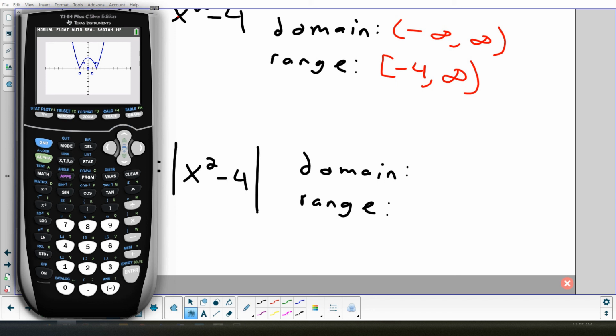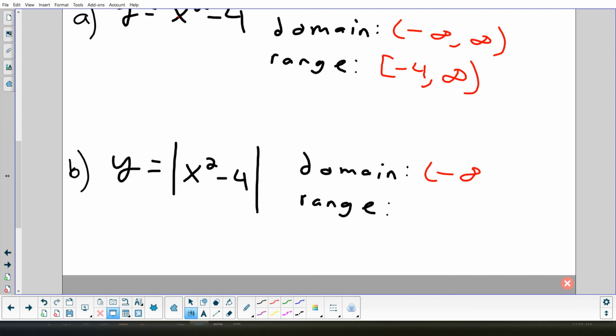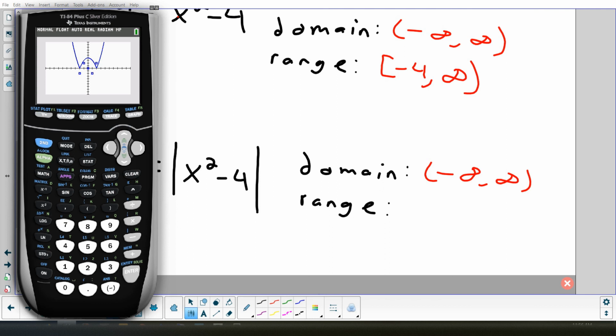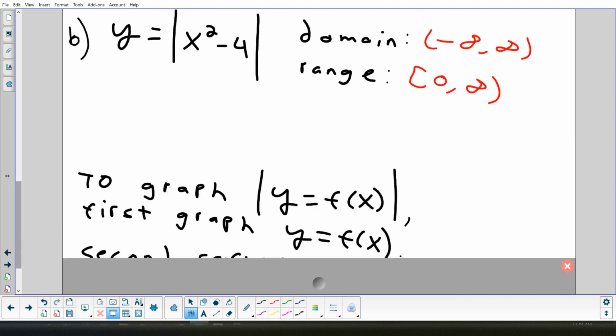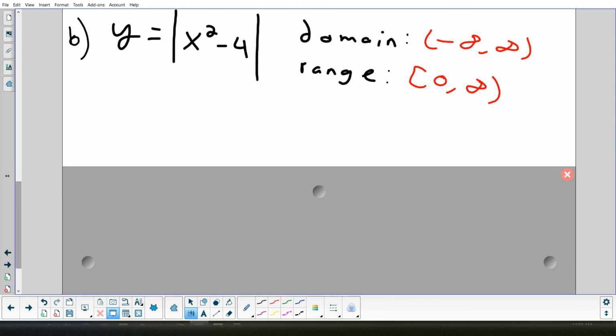So what's the domain of that now? It's the same. You can still square any number you want. That's what you plug in. Right? So that's the same. But the range has been affected. The range is no longer -4 to infinity. 0 to infinity. It's 0 to infinity. Yep. So I did that more just to show you where the absolute value button is.